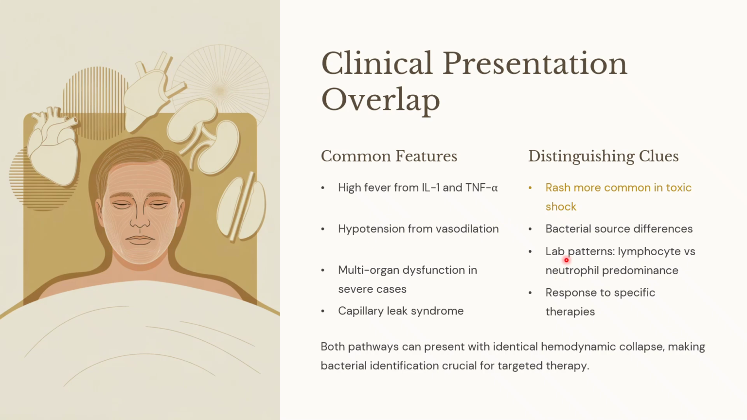But the bacterial sources are different. The rash is more common in toxic shock syndrome toxin. There is a lab pattern. In the exotoxin, there is a neutrophil predominance, but the lymphocytic predominance happens in the endotoxin. But this is not the rule. This is just a pattern you can see, and there is a different response to different therapies.